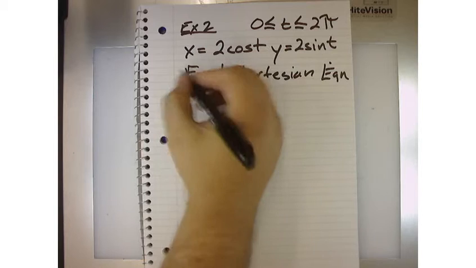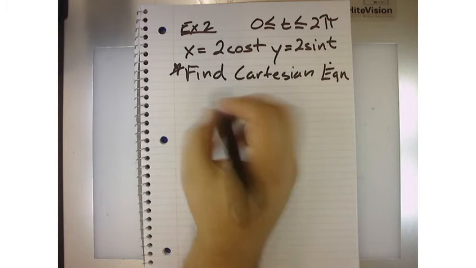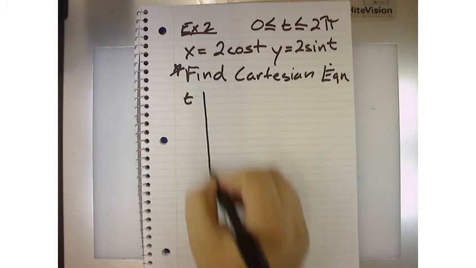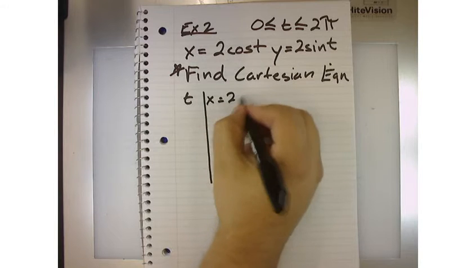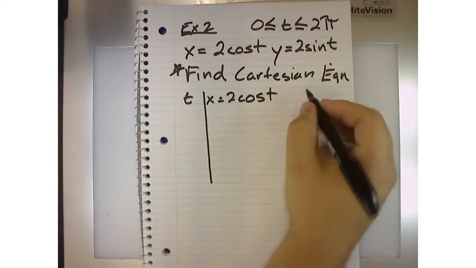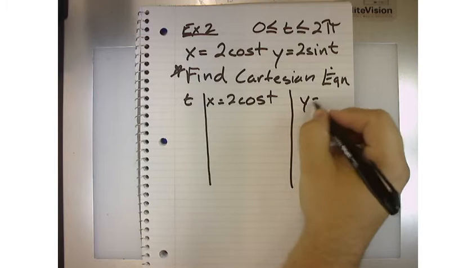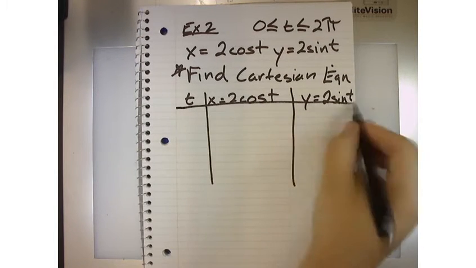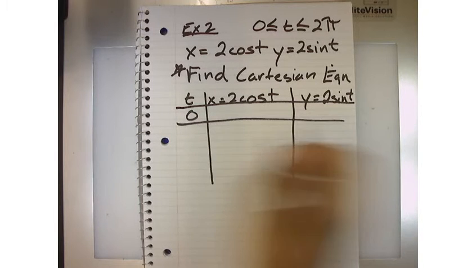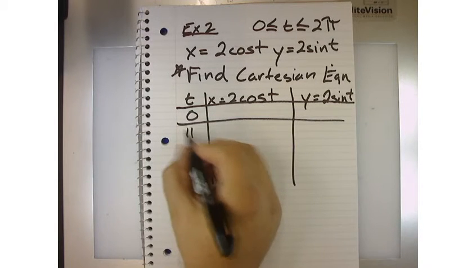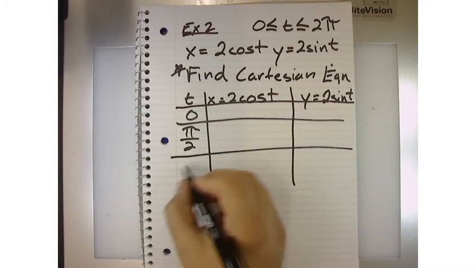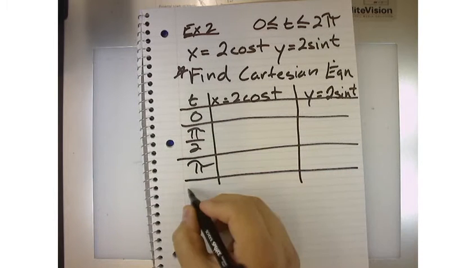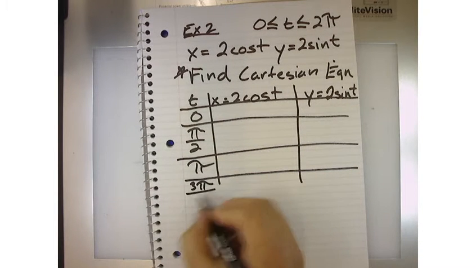So what we want to do. x is equal to 2 cosine of t, y is equal to 2 times sine of t. And so we'll just plug in some random values, the same ones that we used before, and 3 pi over 2.